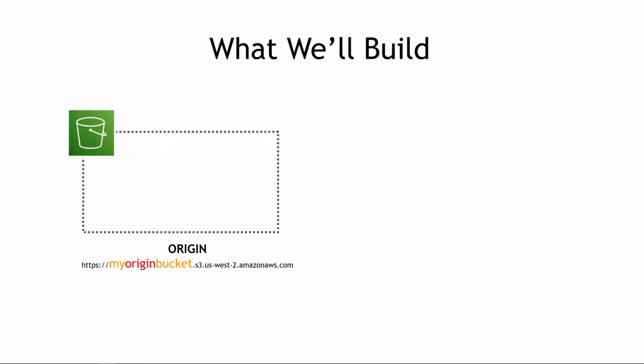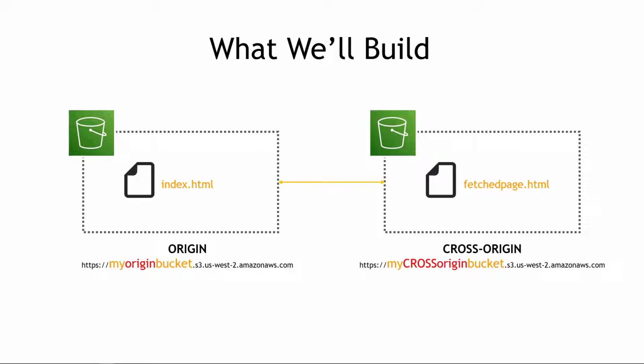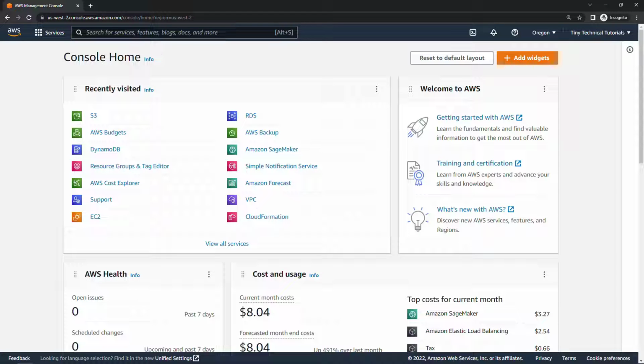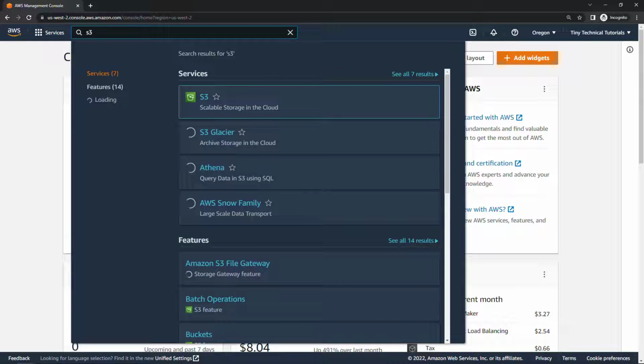We'll have one bucket, our origin bucket, that has an index.html file in it. That index.html file is going to use some JavaScript to fetch another HTML file that lives in another bucket. And that bucket is going to be our cross-origin bucket. So first things first, let's go create the buckets in S3.